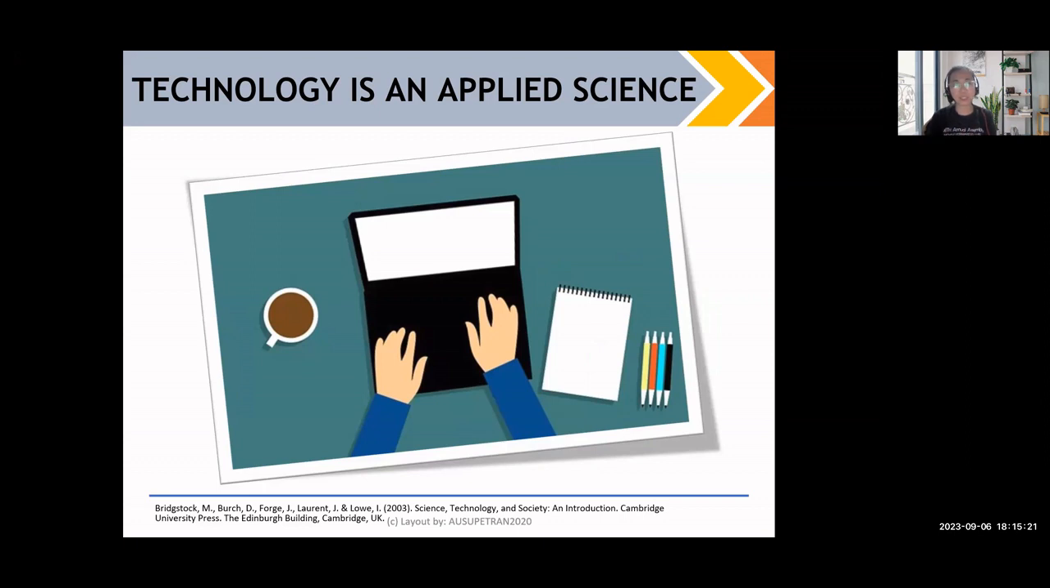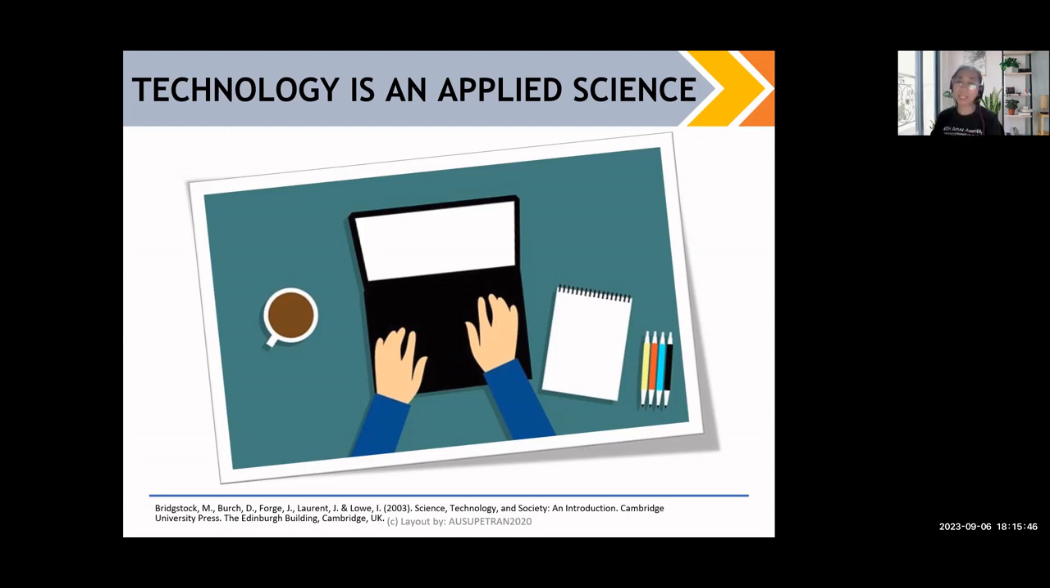And for this lecture, this is just the second part of our discussion in SCITECH. Okay, so last time we discussed what science is and what technology is all about. So from last Monday's discussion, we started out with the definition of technology, in which we defined it as applied science.